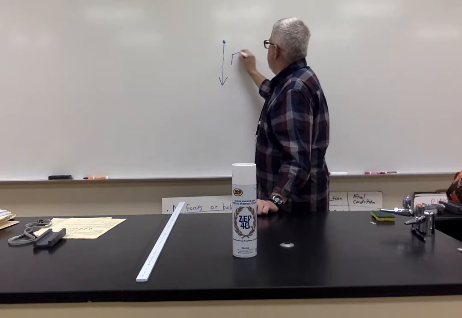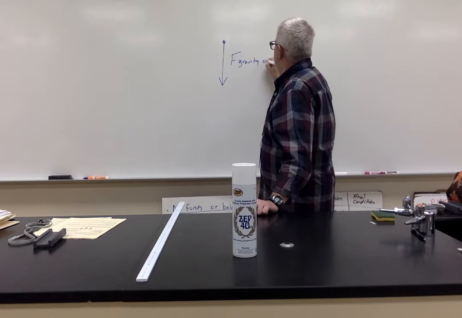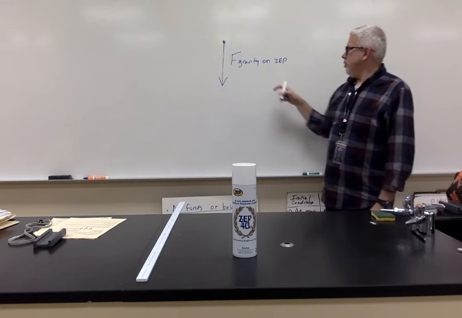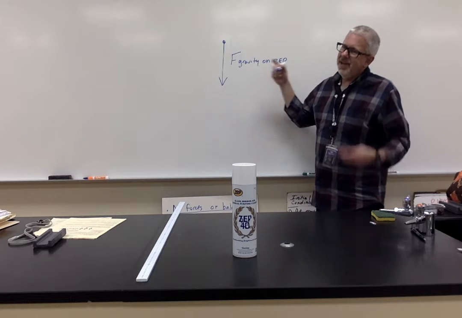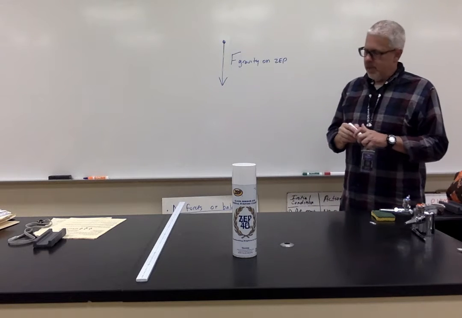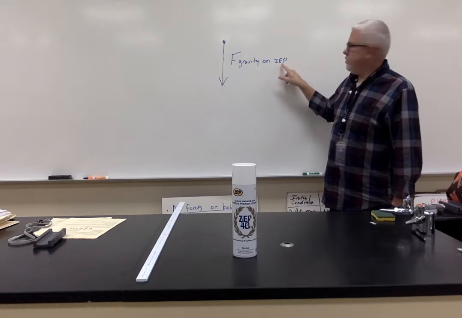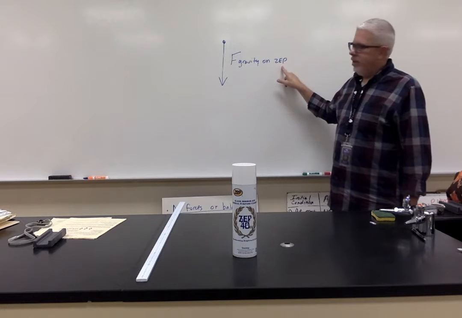So I'll call that F gravity on Zepp. This is called an agent-object notation. The agent, or what's causing the force, is listed here. That's a gravitational force. Technically, it's the Earth, so you could say F Earth on Zepp. And the object that's being acted on is right here. That's the object. So F gravity on Zepp.